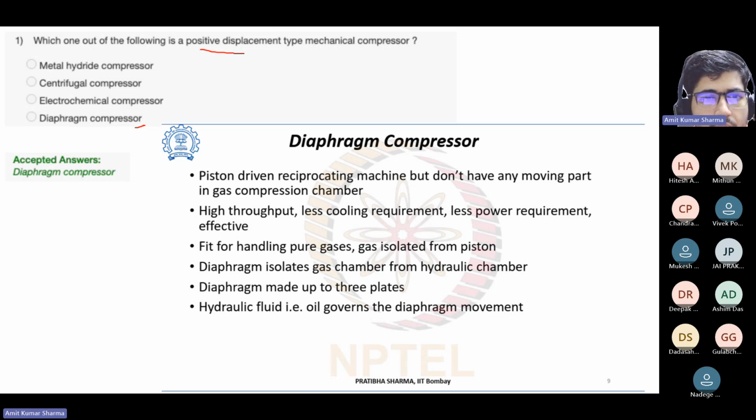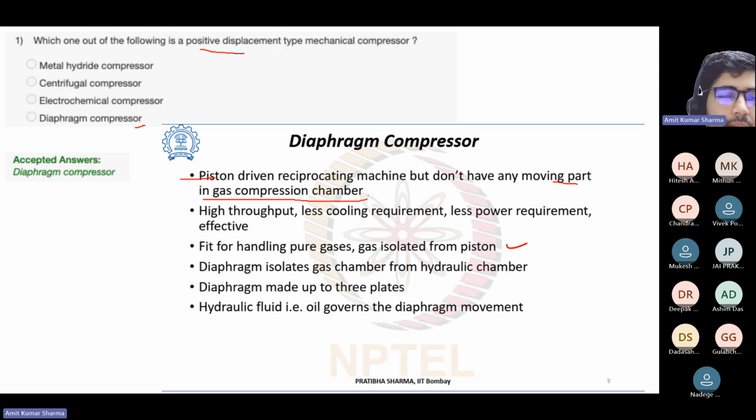learn more about this. Here we have a piston driven reciprocating machine, but there is no moving part in the gas compression chamber. So the chamber does not have any moving part, but still we have a piston driven reciprocating machine. It can have high throughput, less cooling requirement, less power requirement, and is effective. It is fit for handling pure gases because we do not have moving parts and we are not using oil for lubrication. The gas is isolated from the piston.